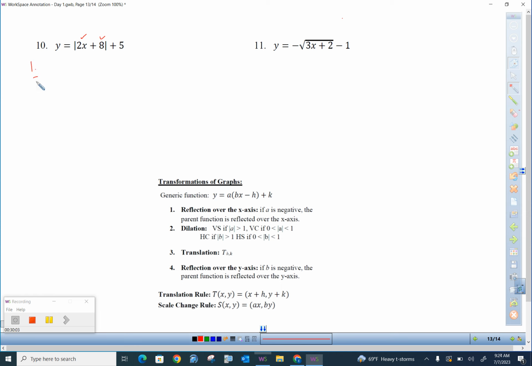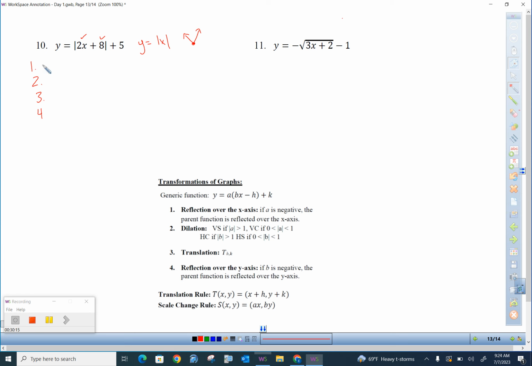Okay, so still 1, 2, 3, 4. Still thinking about our parent function. So y equals square root of, absolute value of x makes this little v. The important feature being the vertex.